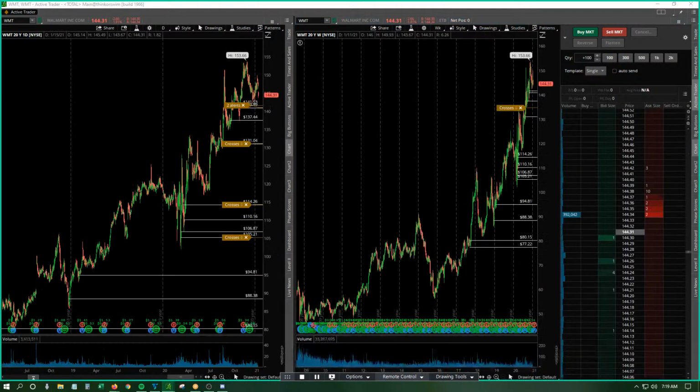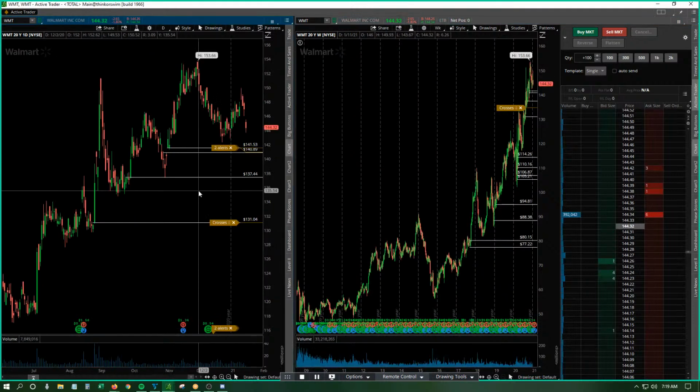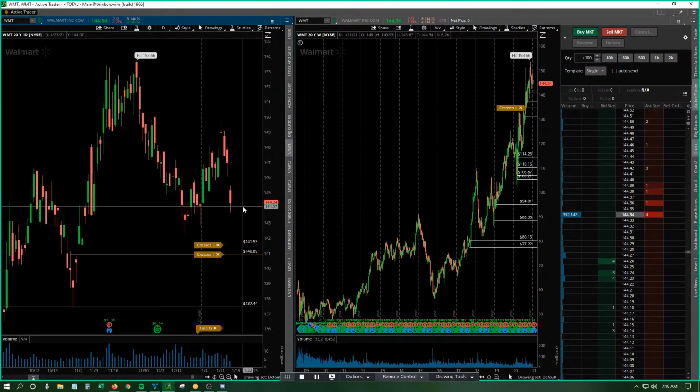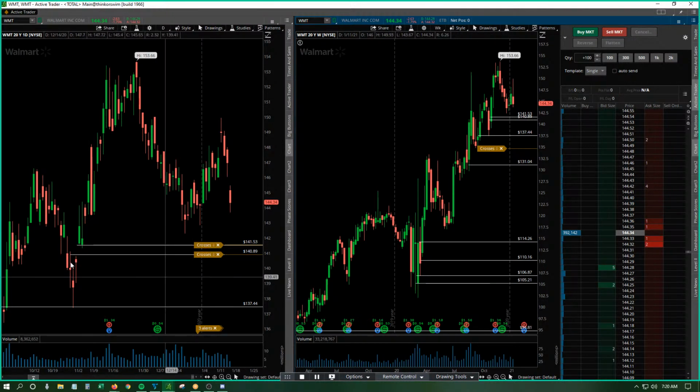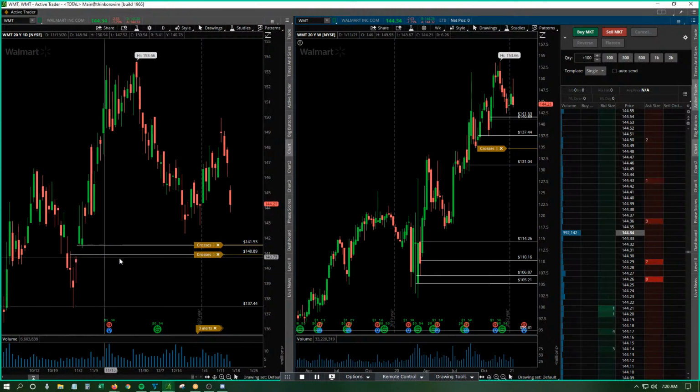I think the Walmart CEO was stepping down. News headline. Not much to do. Got it marked lower at 140, 141. Be a gap fill.